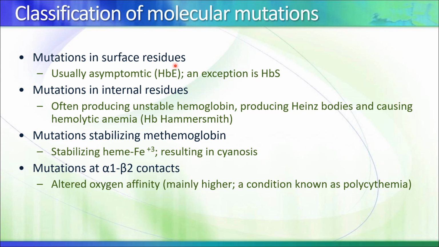Now you can also have mutations stabilizing methemoglobin, which is basically a hemoglobin with iron in the ferric state rather than the ferrous state. Usually that results in cyanosis, since this hemoglobin cannot bind oxygen. You also have common mutations in the alpha-1 beta-2 contacts. That would cause an alteration in the equilibrium of the T hemoglobin and R hemoglobin, and that would cause altered oxygen affinity, which leads to a condition known as polycythemia.